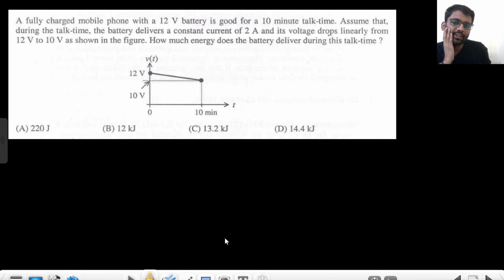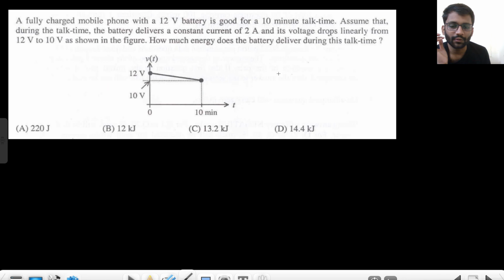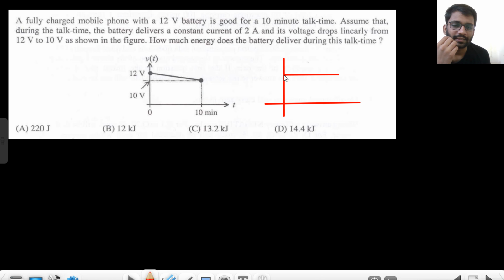A fully charged mobile phone with a battery of 12 volt is good for 10 minutes talk time. Assume that during the talk time, the battery delivers a constant current of 2 ampere. Okay. For all the time, it is giving a constant current of 2 ampere. Current waveform I can make, that is constant 2 ampere, right? Now, its voltage drops linearly like this. We can see here, this is 2 ampere, this is I(t).